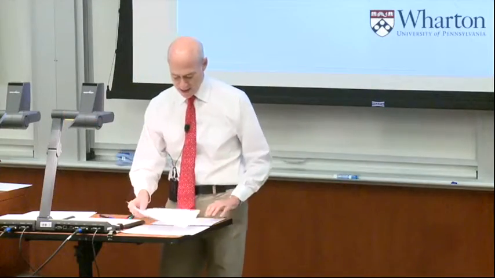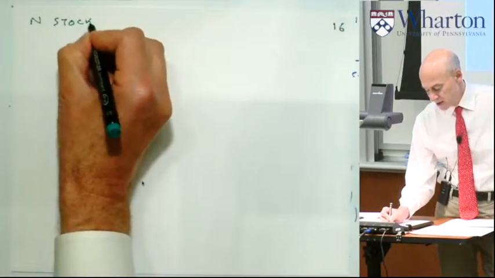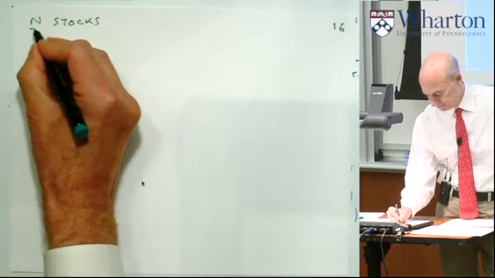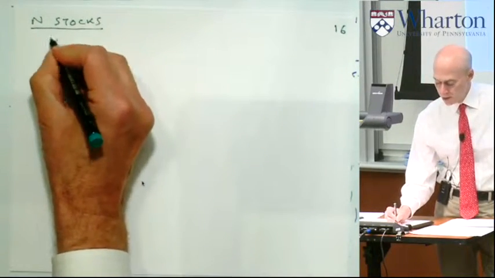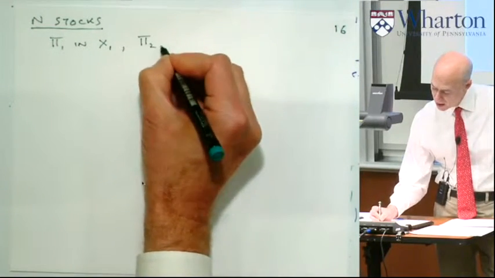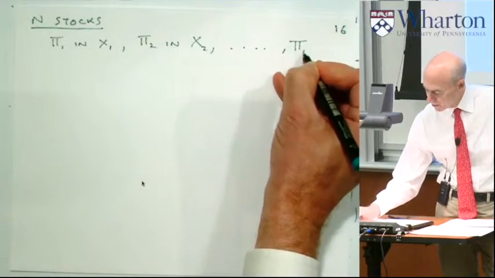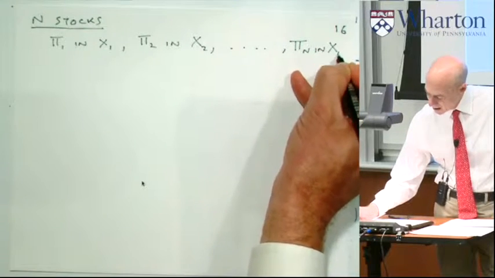Next thing we want to know is, well, what is it that determines where we are on this locus? What is it that's important for that? So what we're going to do is develop the counterpart for our two-stock formulas with n stocks. So now we're going to put a proportion pi1 in x1, pi2 in x2, and so on up to pi n in xn.